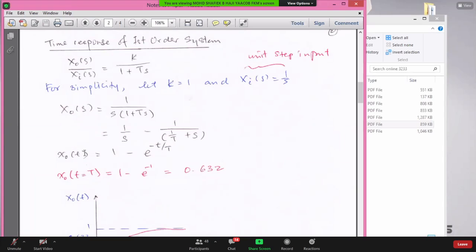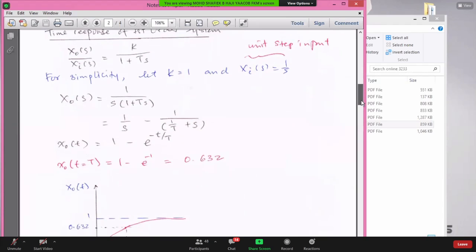And then you can start replacing the time t with any value you like. For example, t is equal to capital T. So capital T is just a constant, while small t is the time variable. So when time is equal to capital T, the time constant, you can now compute the value of XO. So for any value of time t, you can now compute XO.